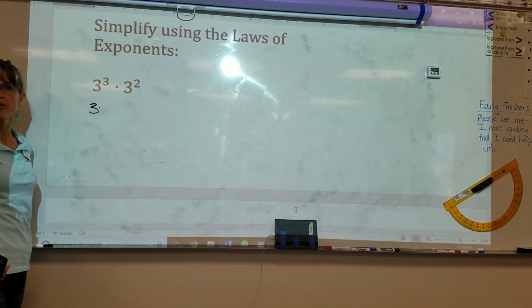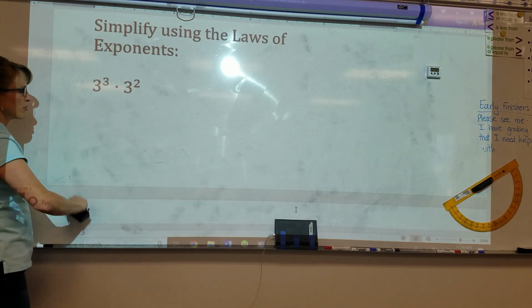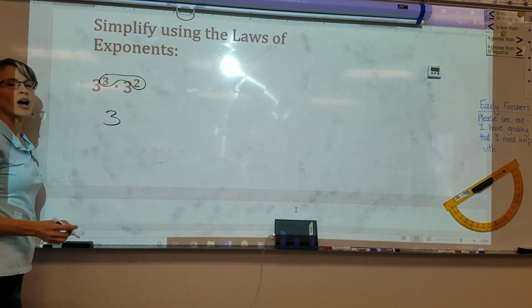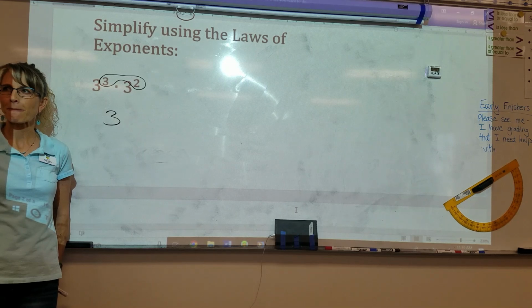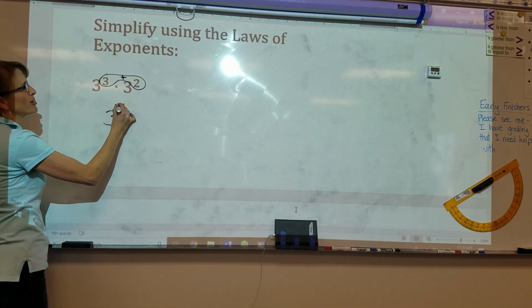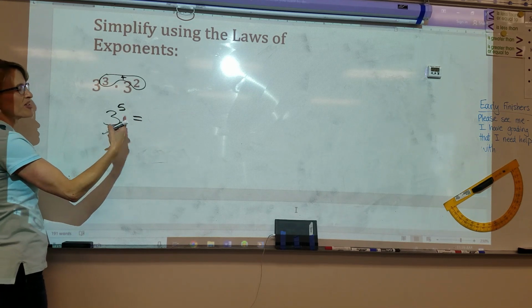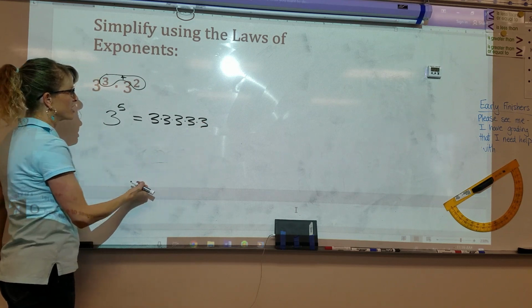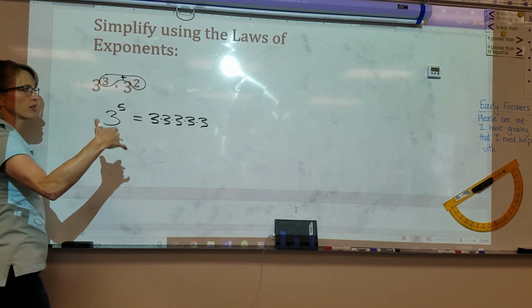Can't we use our new property now? Yeah, let's use our property. The property says if the base is the same, I can do what to the exponents? Think. Get ready? Add. Thank you. I'm glad you're listening. 3 to the 5th power. This is a shorter way to do it. That's why we love these properties. We don't have to reinvent the wheel every time. 3 to the 5th means 3 times 3 times 3 times 3 times 3.